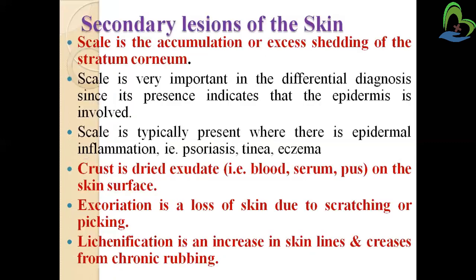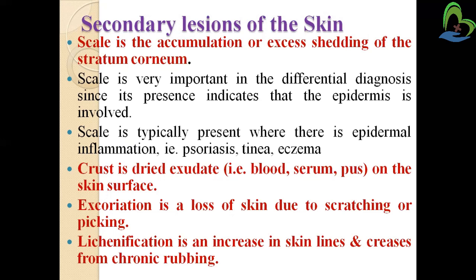Now the secondary lesions of the skin. The scale is accumulation or excess shedding of the stratum corneum. Scale is very important in the differential diagnosis, since its presence indicates that the epidermis is involved. Scale is typically present where there is epidermal inflammation, like psoriasis, tinea or eczema. Crust is dried exudate like blood, serum or pus on the skin surface.